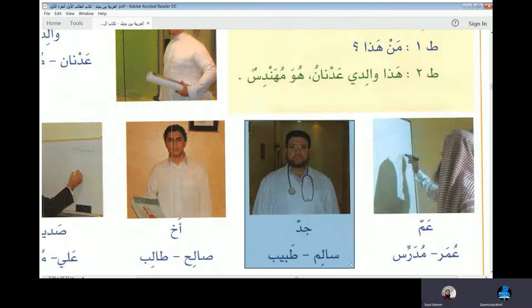من هذا؟ هذا جدي سالم. You are going to put those together. Jaddi means my grandfather. This is my grandfather, Salim. Huwa tabibun. This is my grandfather Salim. He is a doctor.